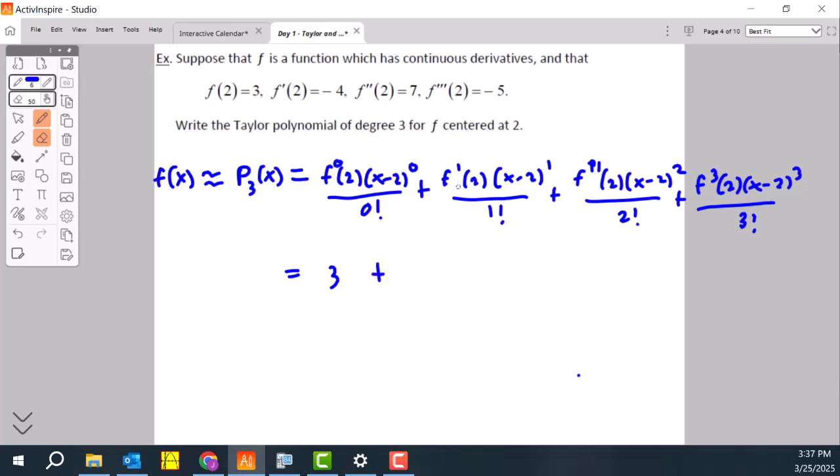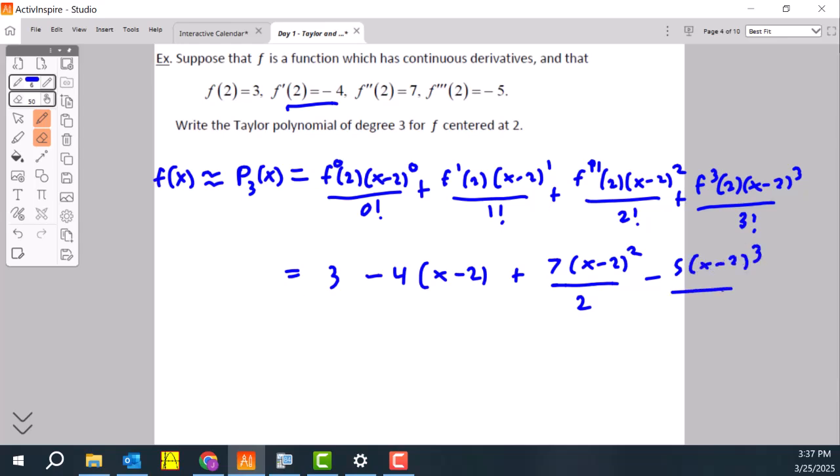So 3 plus, then f prime of 2 we're getting from up here. That's going to be -4. And then x minus 2 to the first power over 1 factorial, which is 1, plus the second derivative at 2, which is 7, x minus 2 to the second power over 2 factorial, which is 2. And then we'll have a minus 5, x minus 2 to the third power over 3 factorial, which is 6. And this is our polynomial. Now, you can technically simplify this and combine some like terms, but you don't need to. You're not required. We're just setting up the polynomial.